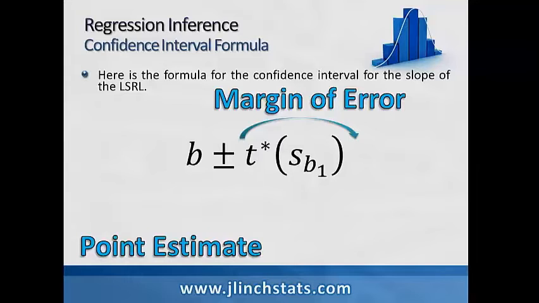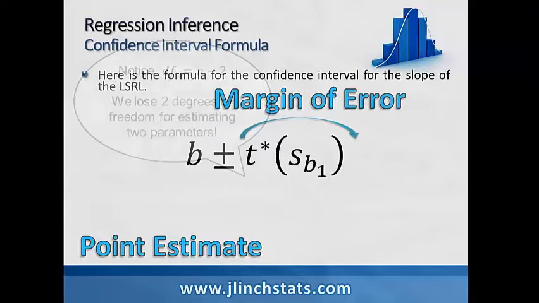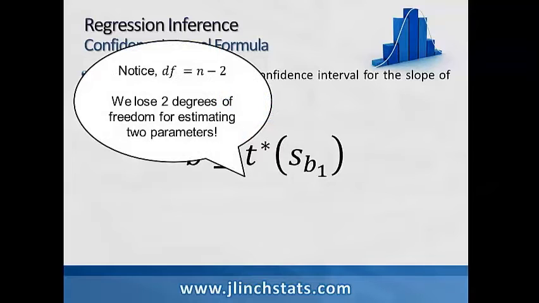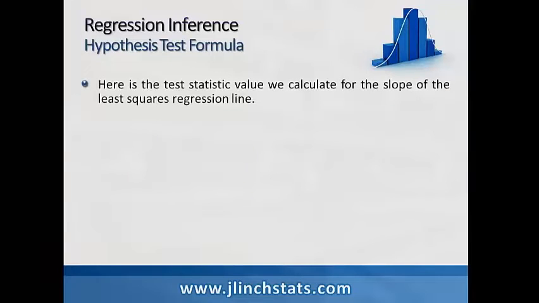And once again, we're going to add or subtract this component called margin of error, which is made up of a critical value times the standard deviation of the statistic we use to estimate the parameter, which is B. Notice that the degrees of freedom is going to be equal to n minus 2. Once again, for our T star value, when we calculate it, it's based off a T distribution that has n minus 2 degrees of freedom, since we lose 2 degrees of freedom by estimating both alpha and beta in the least squares regression line. Now here is the test statistic value we calculate for the slope of the least squares regression line.